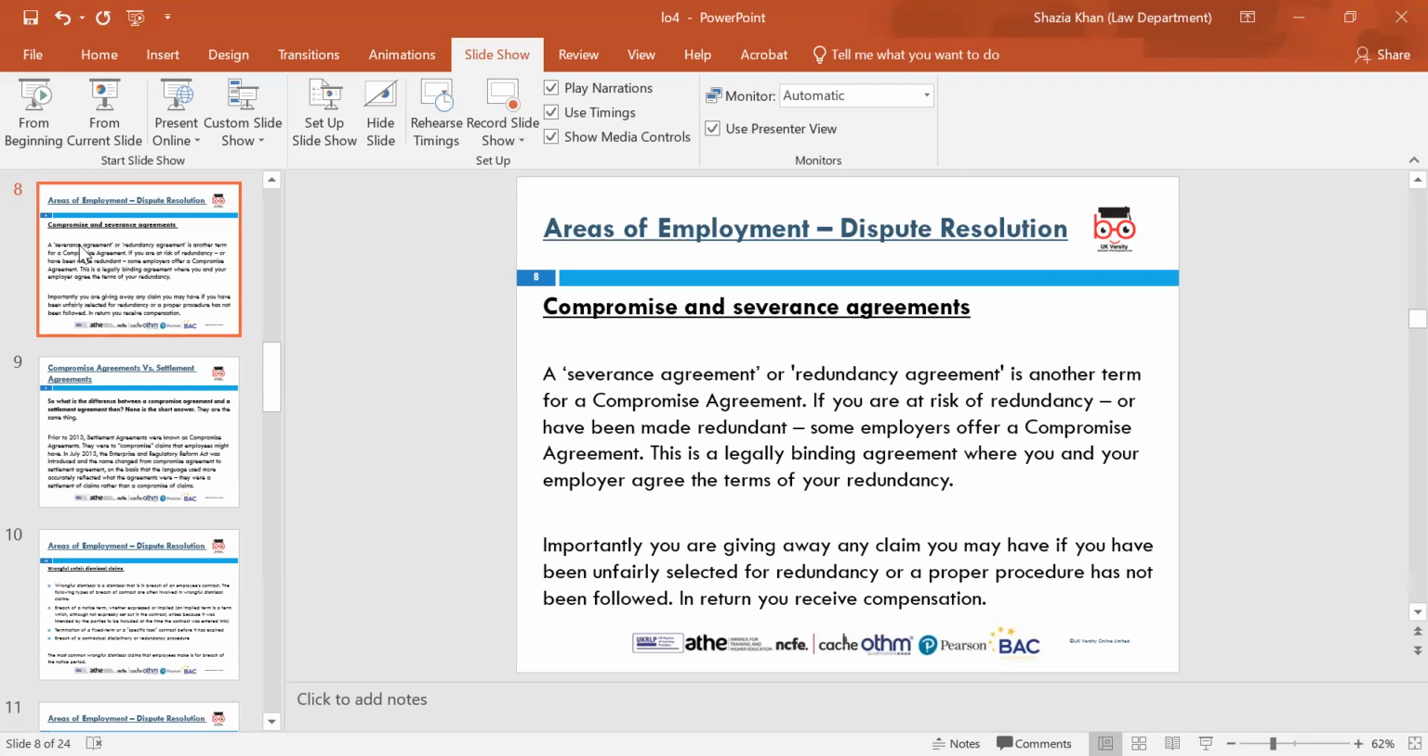Importantly, you are giving away any claim you may have if you have been unfairly selected for redundancy or a proper procedure has not been followed. In return, you receive compensation.